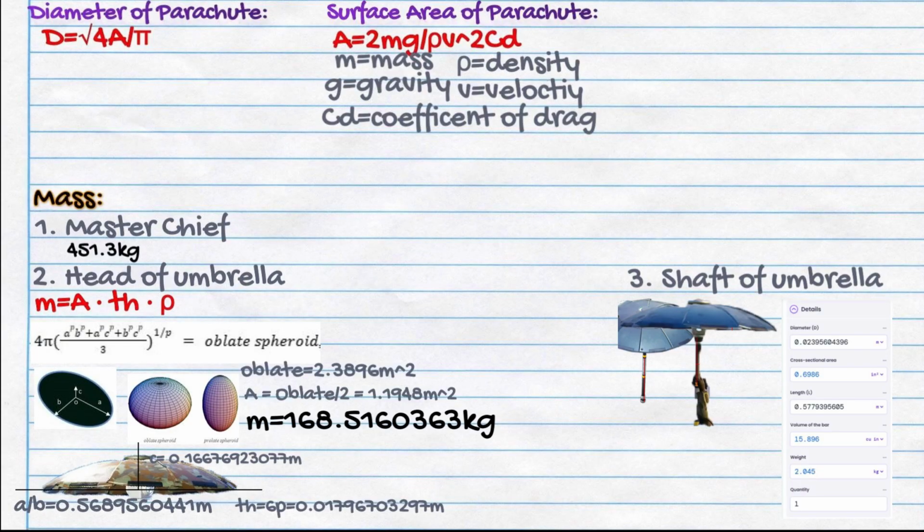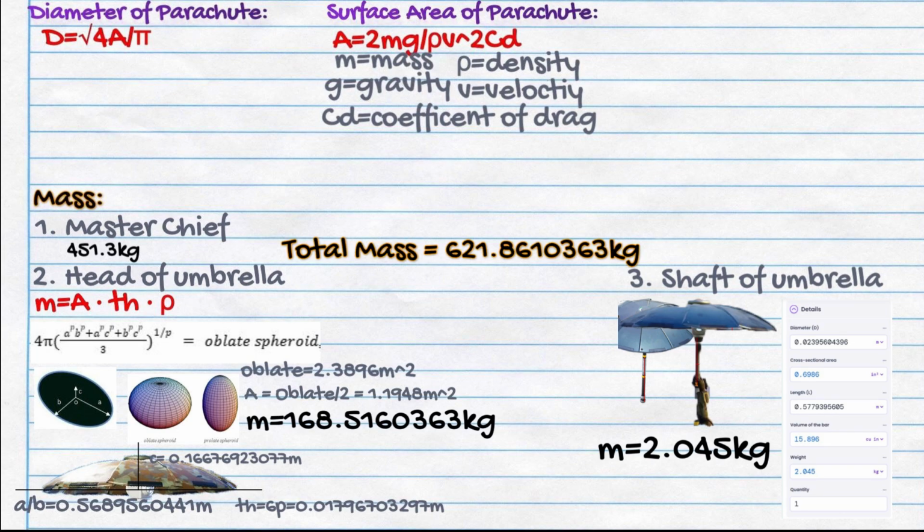Continue with the video. This website is very helpful as it has many different calculators. And anyway, we plug it in, we get a mass of 2.045 kilograms for the shaft of the umbrella. With all of this, we add our shaft of the umbrella, our head of the umbrella, and Master Chief together to get a total mass of 621.8610363 kilograms. All right, cool. That's per se the hard part done.